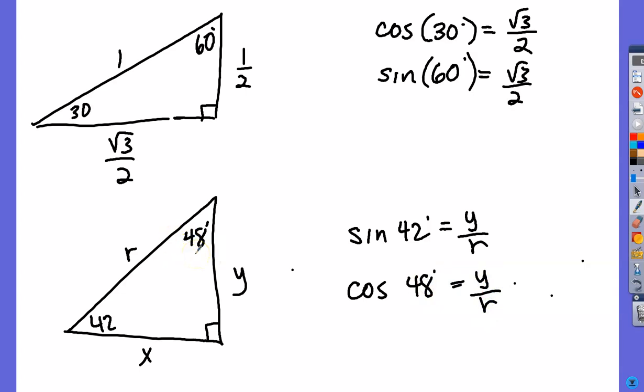So if I want to use sine and cosine to get the same thing, I have to use the complementary angle. These two values are complements of each other, meaning 90 minus that value. So if I want to do the sine of 42, that'll be the same as the cos of 48, which is bigger than that 45.